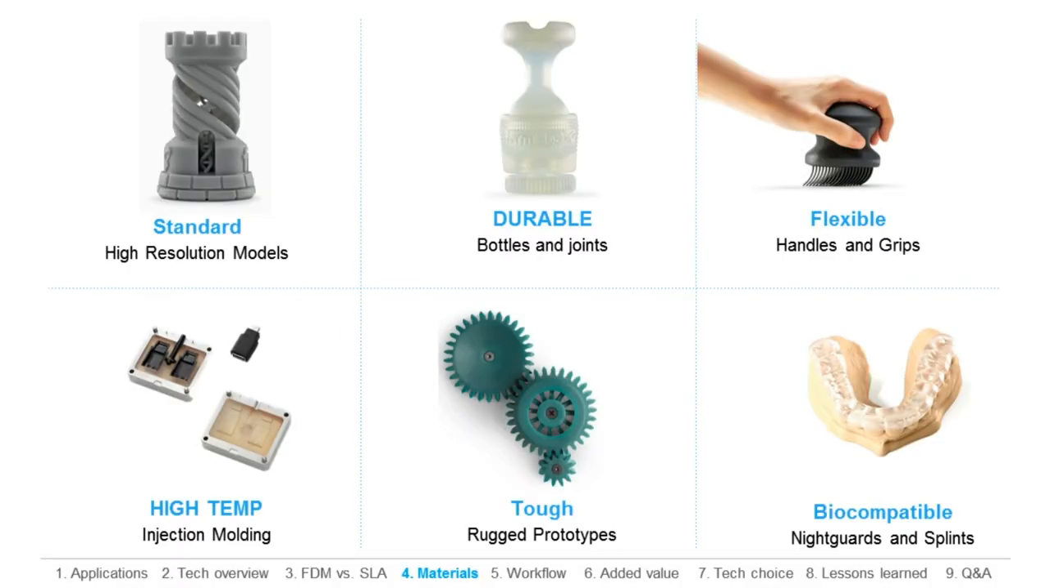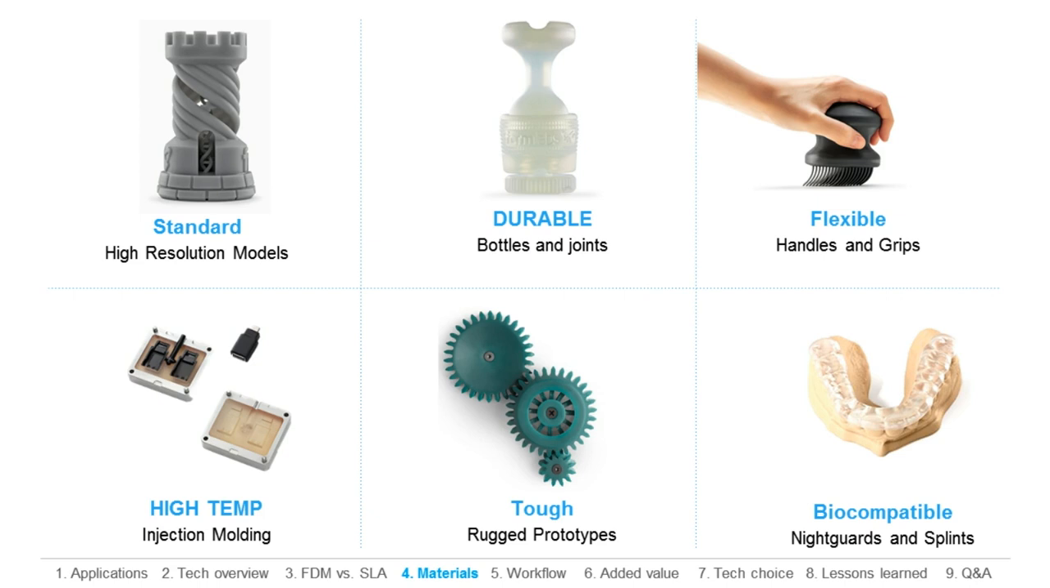There's lots of material options, and we're going to go over the SLA material options quickly here to give you a sense of what you can do with the printer. SLA materials have a variety of options. These are some of the options available with Formlabs. Our standard material is great for high resolution models, which is on the top left there.